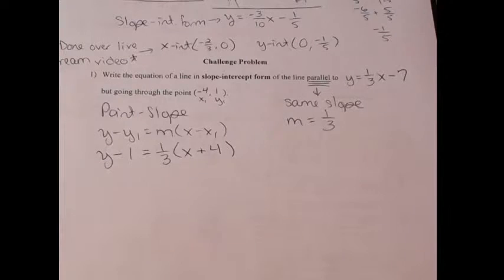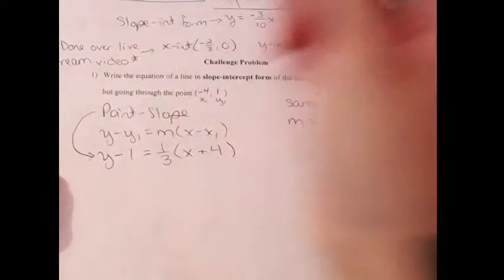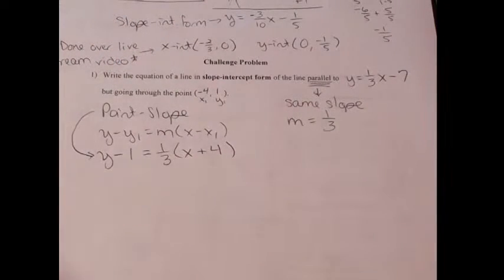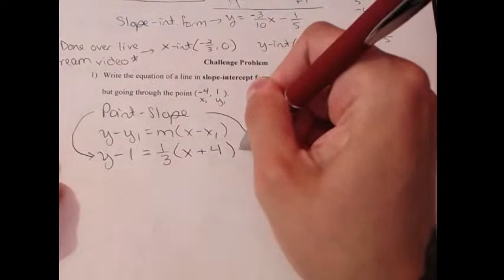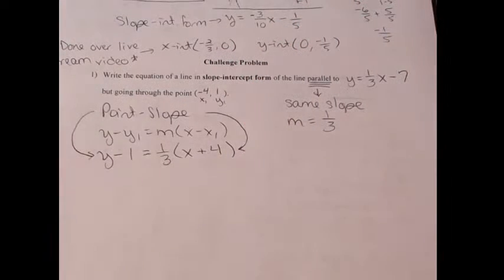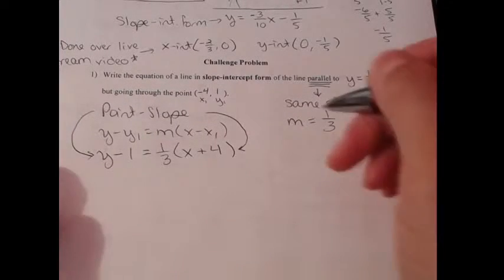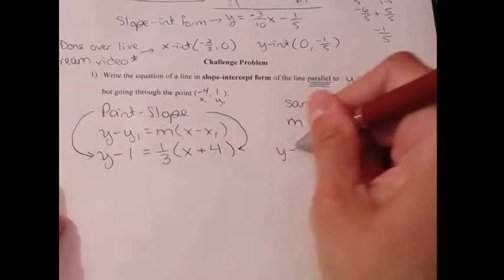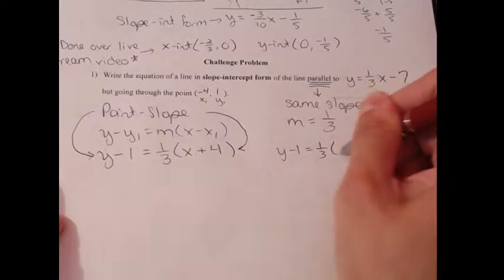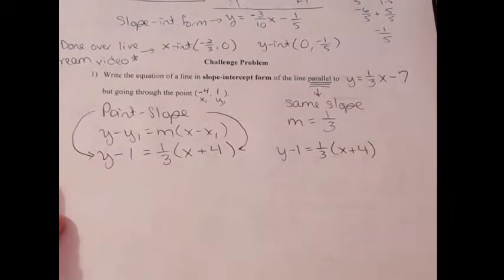So when I asked you what was your point-slope form for the equation of a line, and you said y minus 1 is equal to 1/3 times x plus 4, that was excellent. That's exactly correct. That's what you wanted for your point-slope. But that's not exactly what we're being asked right now. We're being asked to find the equation of a line in slope-intercept form. So I'm simply going to rewrite this equation, and I'm going to move forward.